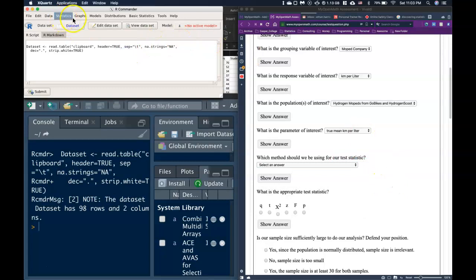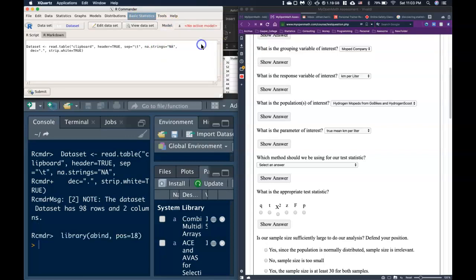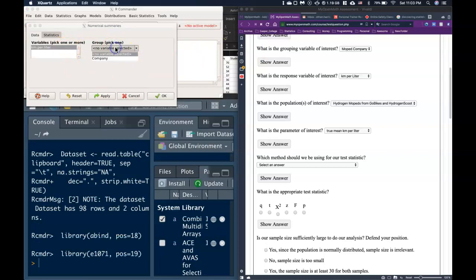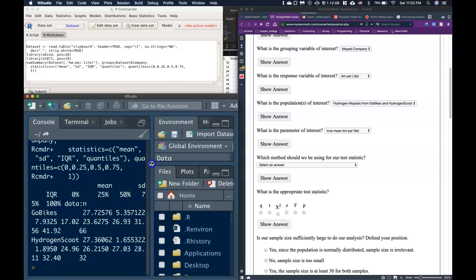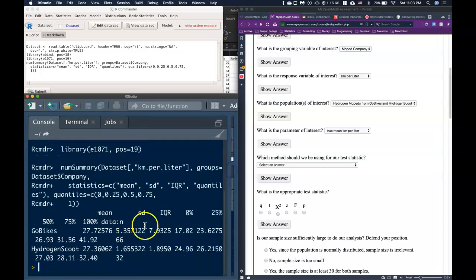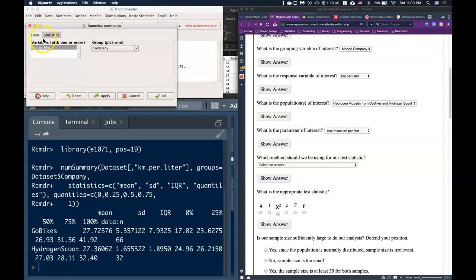So the first thing we need to do is run some descriptive statistics and numerical summaries. We want to do it by our group of company, and we can click OK. Once we have done that, let's take a look at our summaries. Actually, I'm going to go back in and get rid of a few of these things. Let's go back to those numerical summaries. We'll do the statistics. We don't need the quantiles or the IQR. Let's take the standard error though, and we'll click OK.